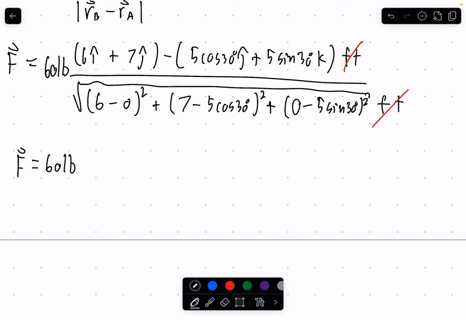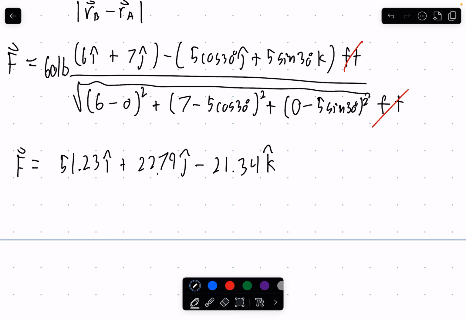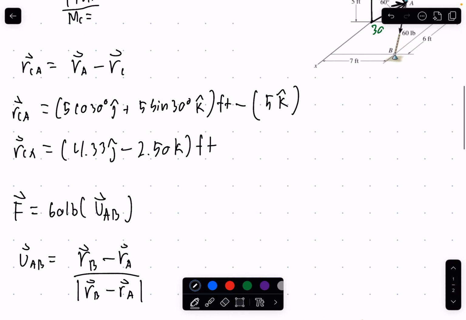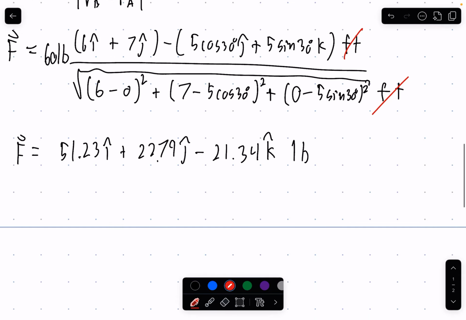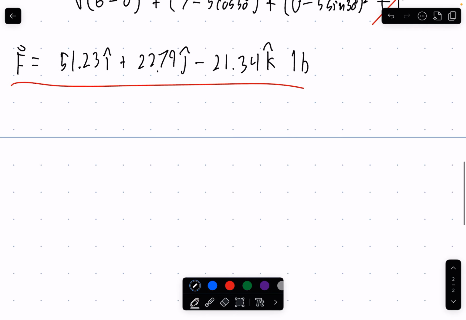60 pounds, if we split that up and multiply this down, plug it into your calculator, you should find 51.23 in the i hat direction plus 22.79 in the j hat direction minus 21.34 in the k hat direction right there. And that's all going to be in pounds. Okay, so now we found our force vector and our position vector right here. We can start taking the cross product, which should give us our final answer.